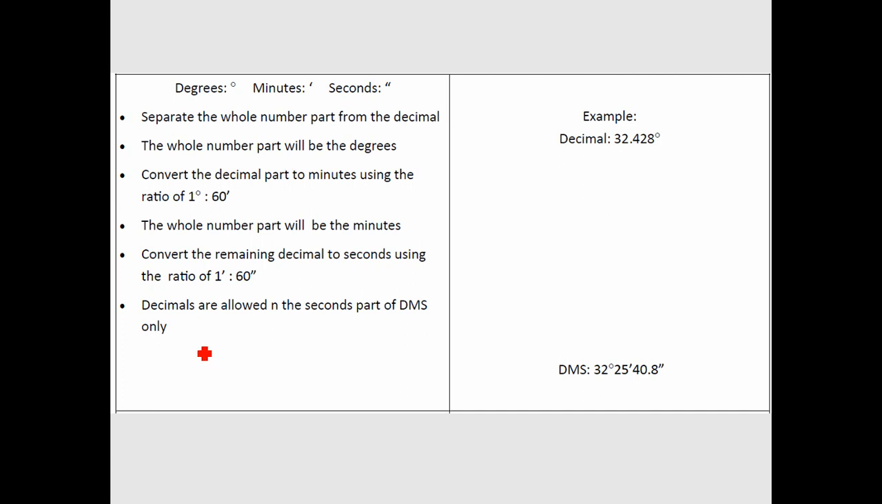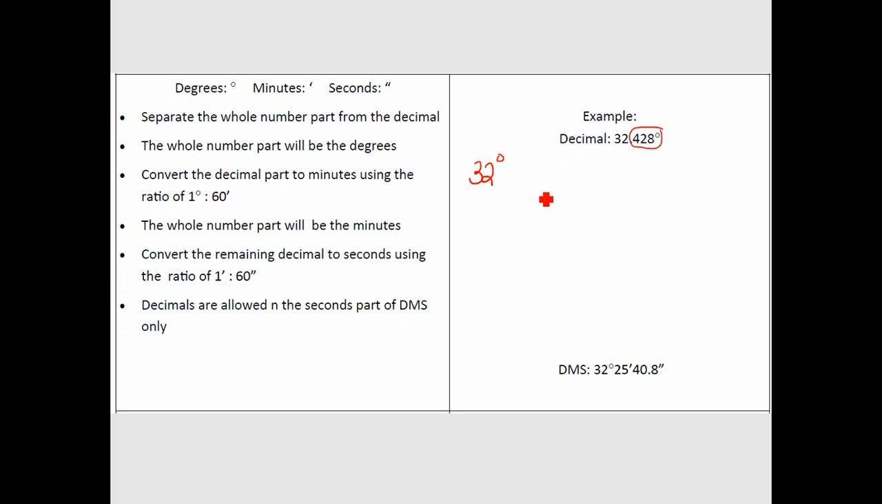Here's the steps that we go through to do that. We separate the whole number part from the decimal. So notice we have 32 here. So I know my answer is going to be 32 degrees. And then this is the decimal part that I want to convert into minutes and seconds. So we're going to convert that into the decimal part using the idea that 1 degree is 60 minutes. So this represents a portion of a degree.